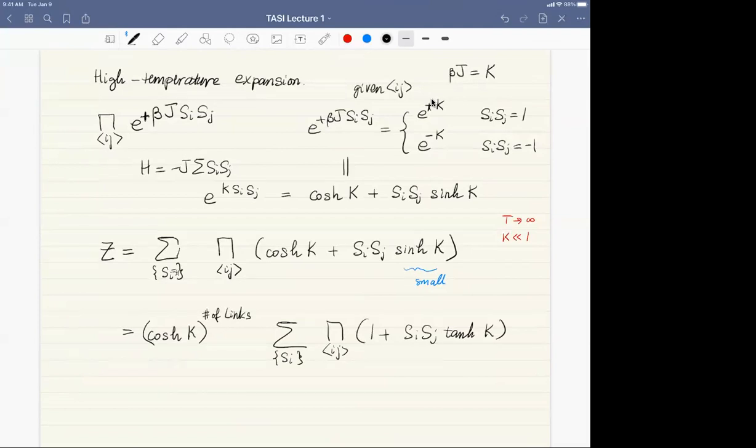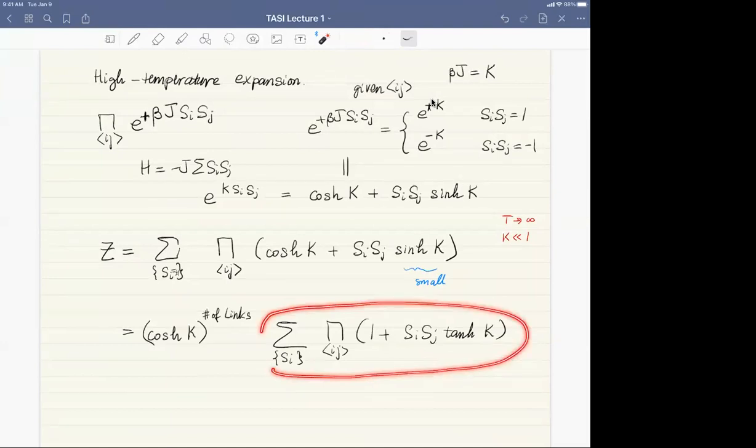The non-trivial behavior of the Ising model is not due to this cosine of k to some power, because that is just some analytic function of k. The non-trivial behavior at the critical point, the phase transition, is given by this factor. Okay, so now we are going to see what the structure of this factor looks like.